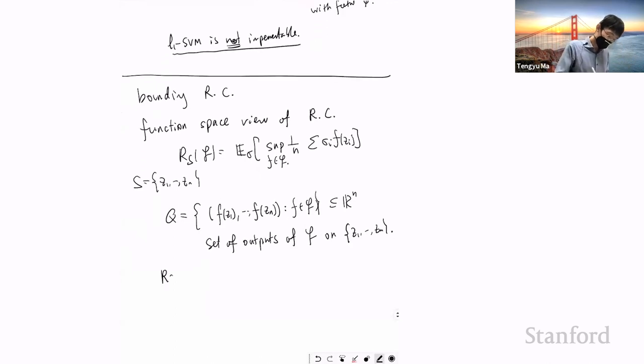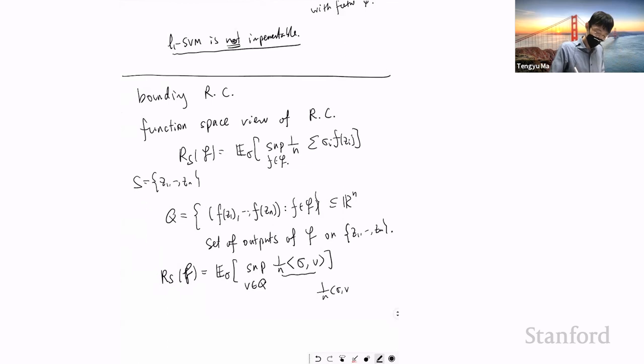Then you can rewrite the Rademacher complexity as follows. You are looking at all the possible vectors v in Q, and you look at the inner product of sigma with v. Just because this 1/n times sigma inner product v is really just the sum of sigma_i v_i, which is the sum of sigma_i f(z_i).